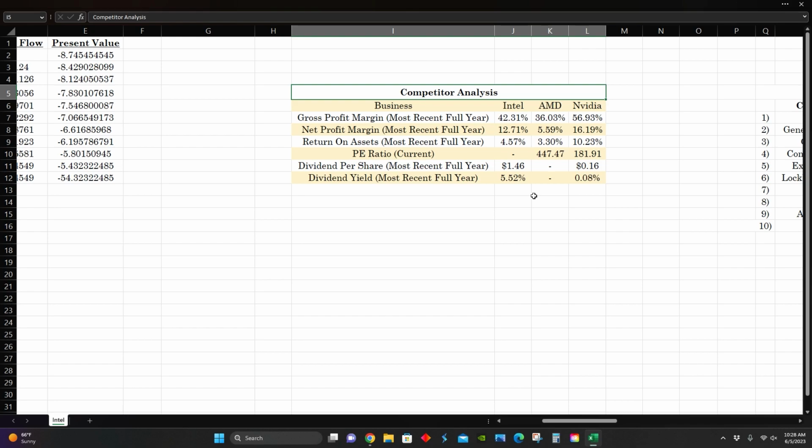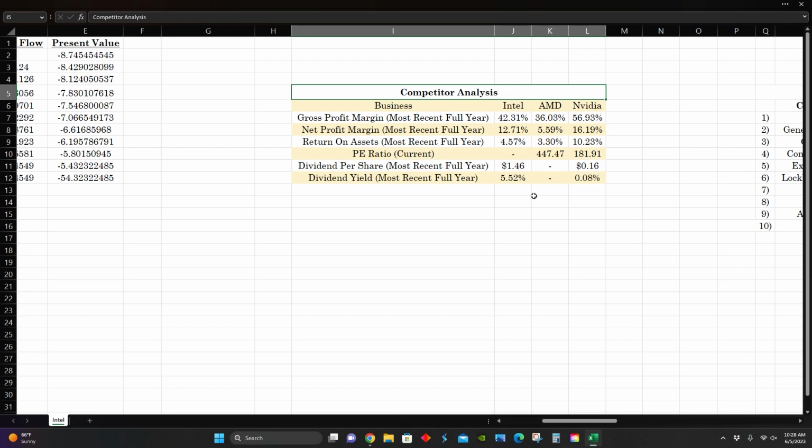Then right here, I did a competitor analysis comparing them to their other two main competitors, AMD and Nvidia. We can see that across the board, Intel has a middling, middle-of-the-pack gross profit margin, net profit margin, and return on assets. AMD has the lowest profit margins, and they also have the highest PE ratio. We can see that Intel and Nvidia both pay a dividend, and Intel's dividend is a much larger percentage of their share price than Nvidia's.